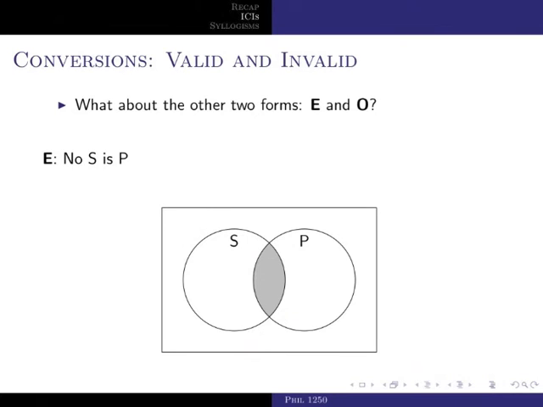So the diagram for no cats are pompous basically would say that the area that contains things that are both cats and pompous is going to be empty. But notice that this diagram also makes the converse true, that is, no P is S. This means that an E proposition and its converse basically express the same information, namely that the intersection between the classes of the 2 categorical terms is empty.